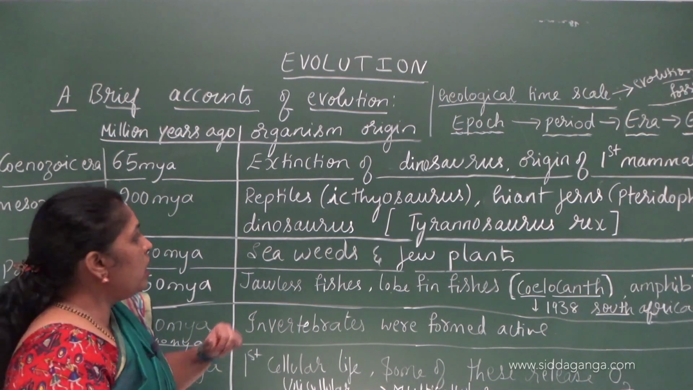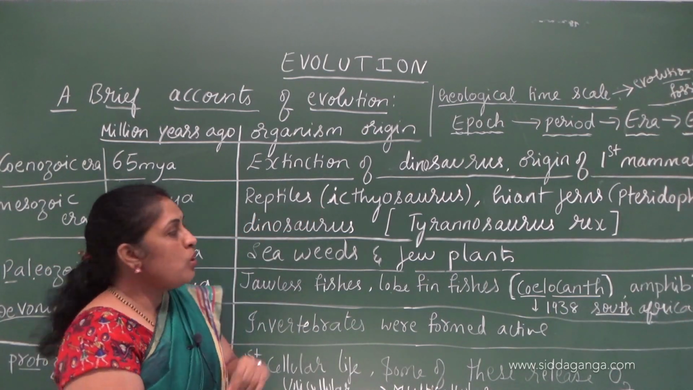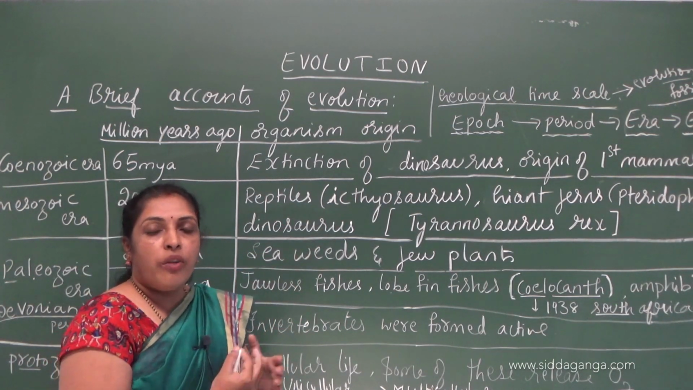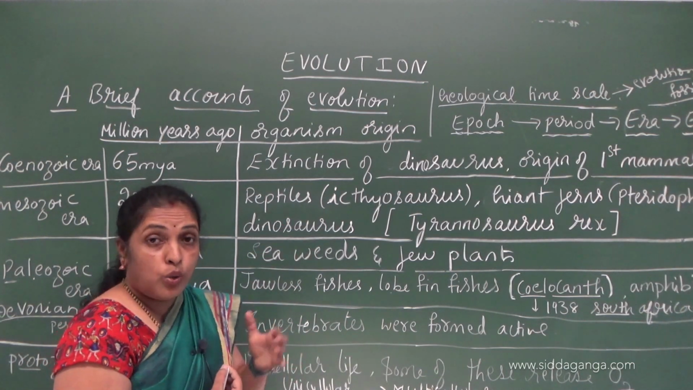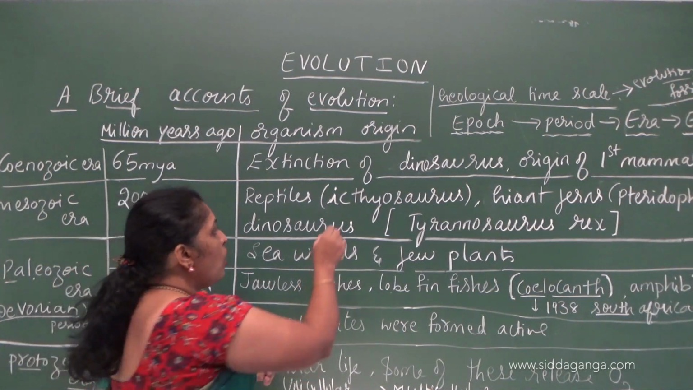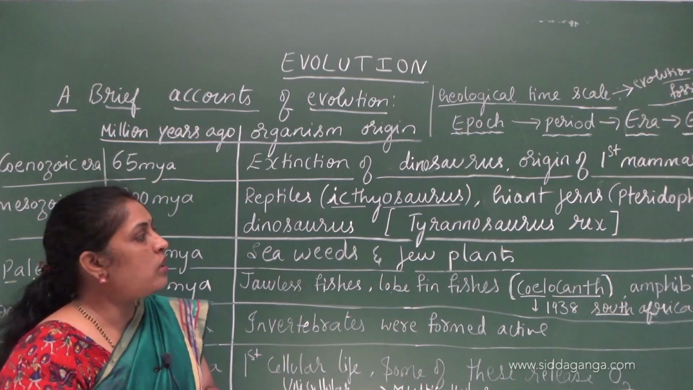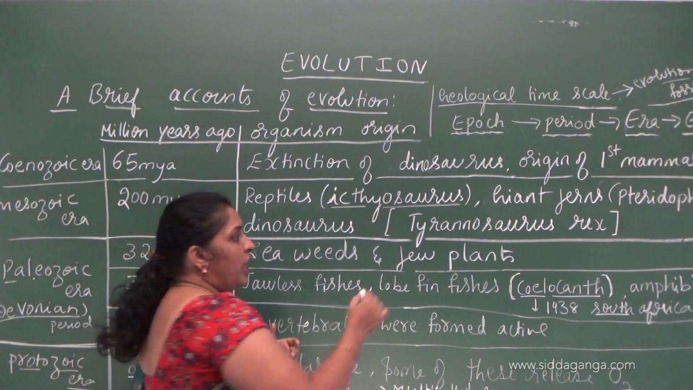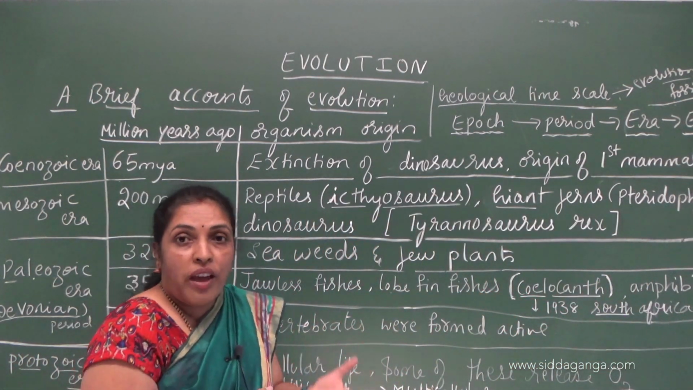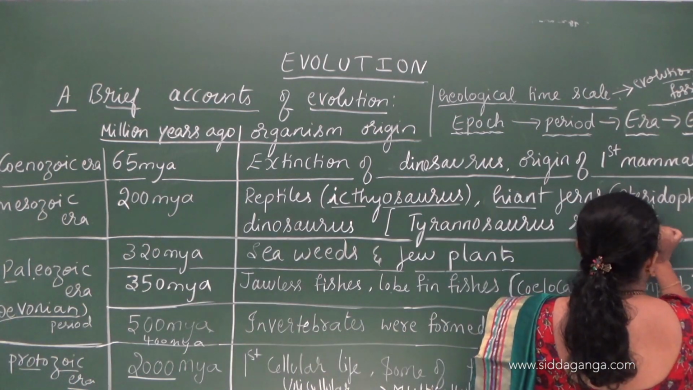The next, 200 million years ago, reptiles were formed. Some of the reptiles went back to the sea to develop into a fish-like reptile, that is called ichthyosaurus. During that period, giant ferns like pteridophytes were present, and they fell and formed coal deposits.